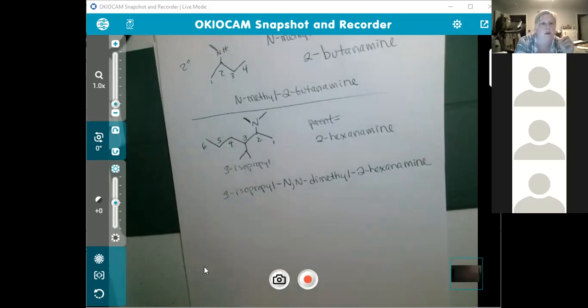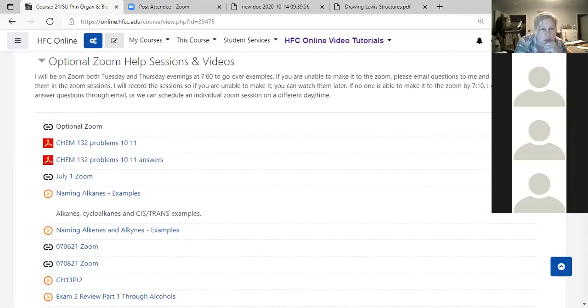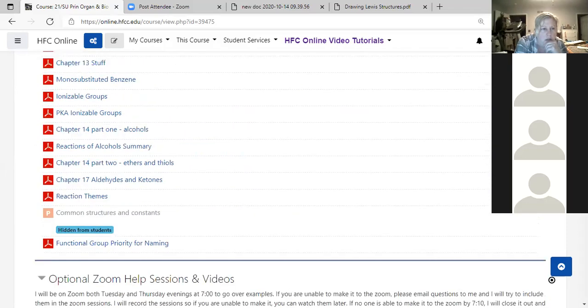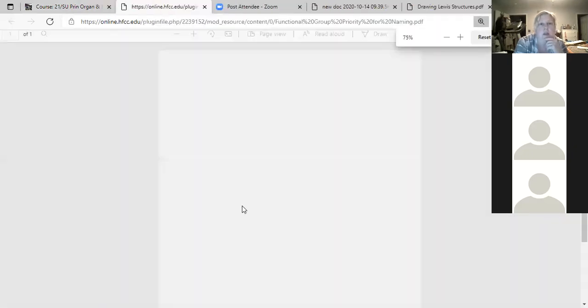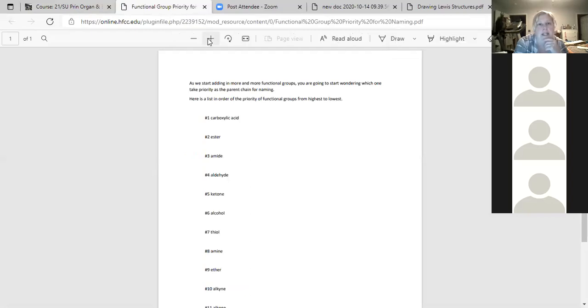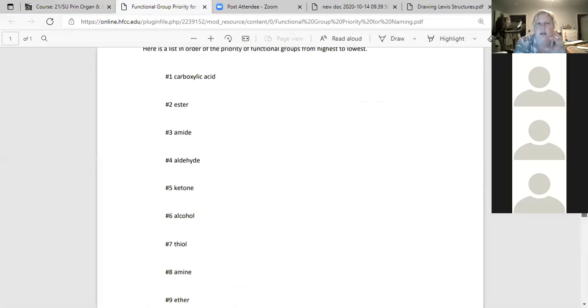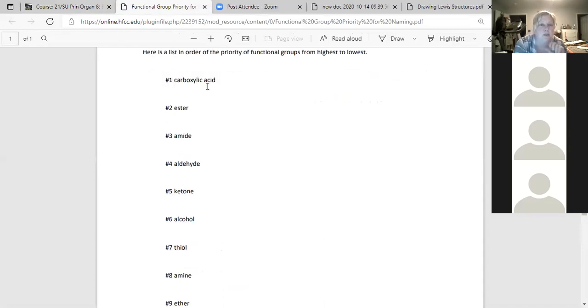You got it. So if we go out here and look at this, can you see Moodle? Oh yeah, we can see it. Right here, functional group by priority for naming. I left space next to it so you could write in, but this is the list of priority of functional groups from highest to lowest. So carboxylic acid wins hands down.